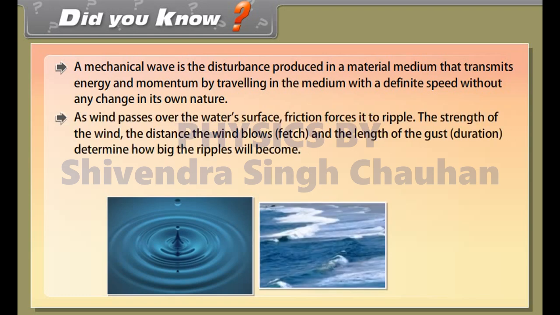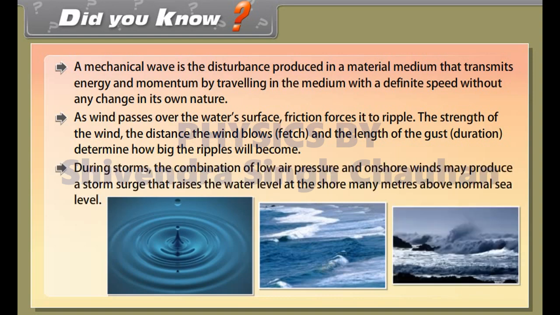As wind passes over the water's surface, friction force causes ripples. The strength of the wind, the distance the wind blows, that is fetch, and the length of the gust, that is duration, determine how big the ripples will become. During storms, the combination of low air pressure and onshore winds may produce a storm surge that raises the water level at the shore many meters above normal sea level.